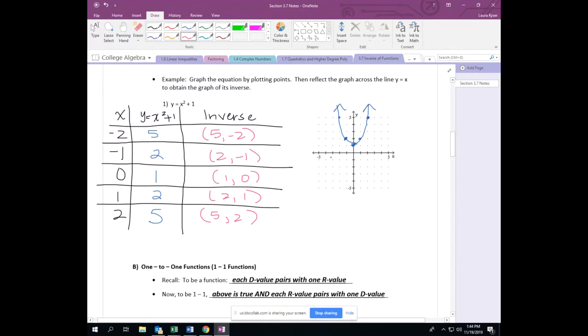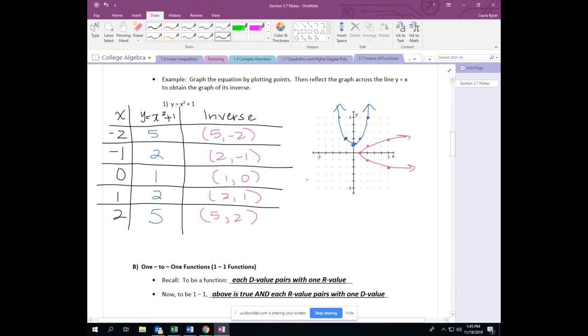So I've got 5 is at negative 2. I've got 2 is at negative 1. I've got 1, 0. Then I've got 2, 1. And 5, 2. Which is going to create another parabola, just one that's kind of like sideways here instead.